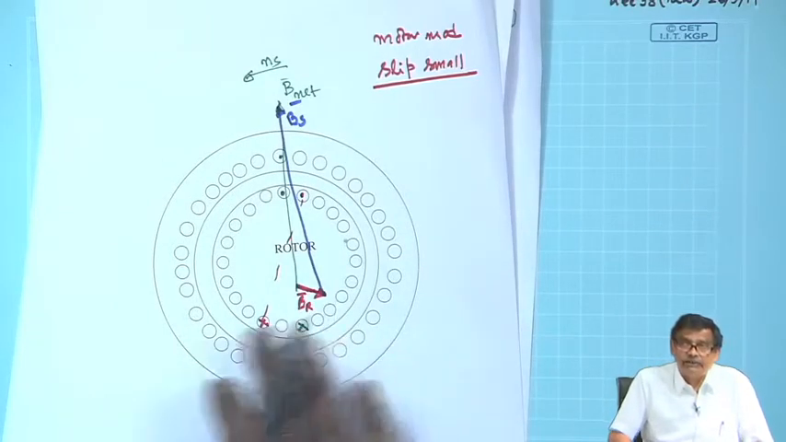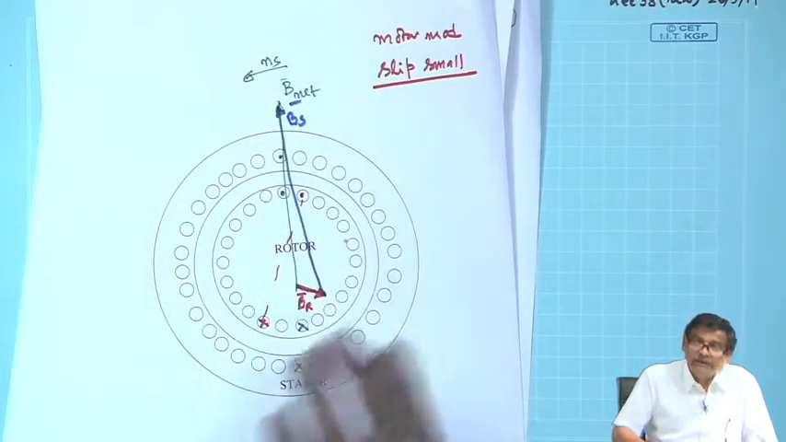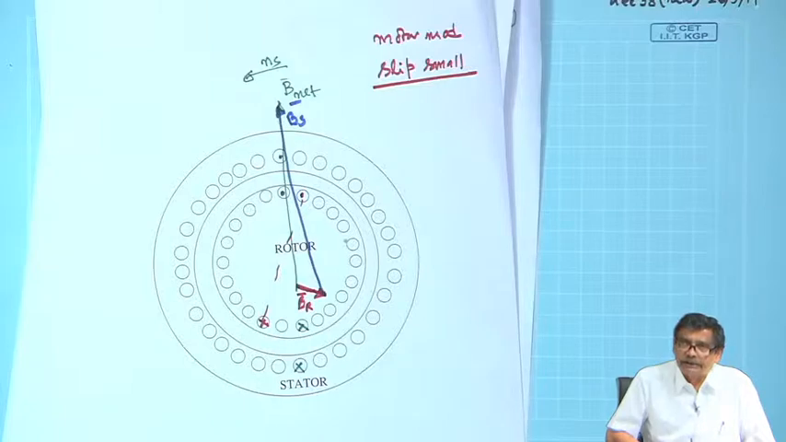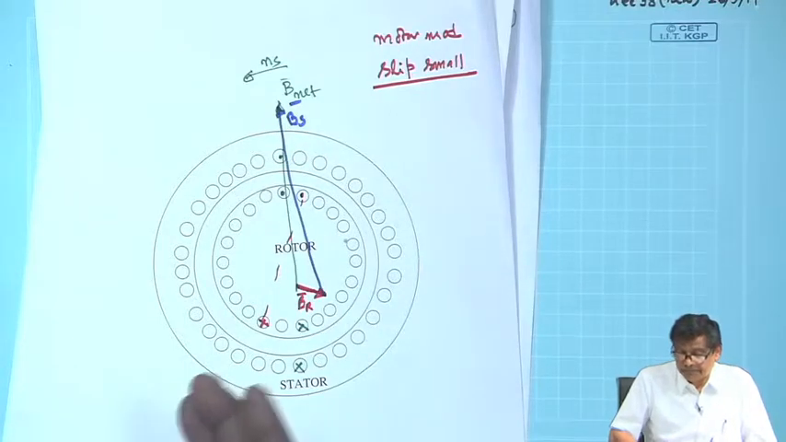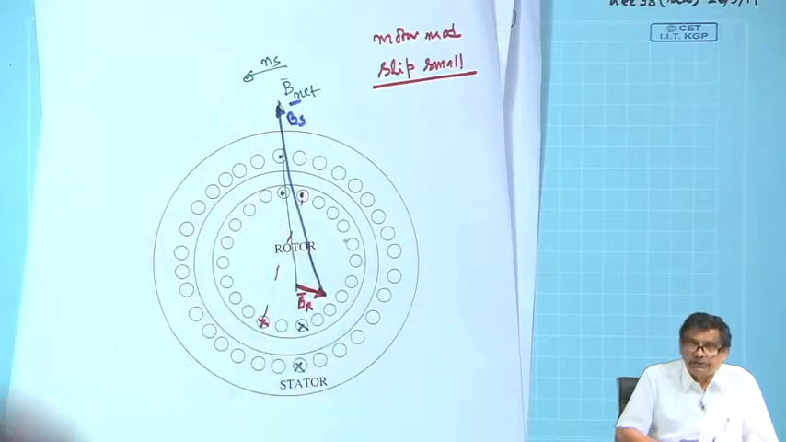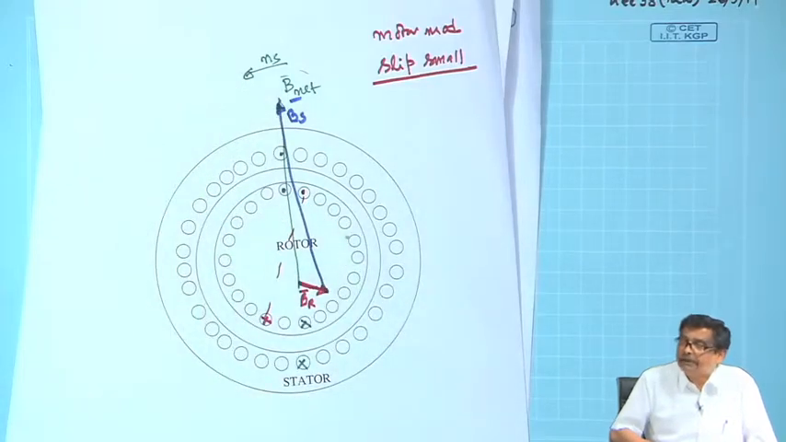Therefore, depending upon the value of the slip, this length will change, while B net will remain practically constant. It is B net in case of induction motor operation, because the voltage induced in the rotor and the supply voltage must match if you neglect that leakage impedance drop. So B net will remain practically constant as slip changes. Got the point.